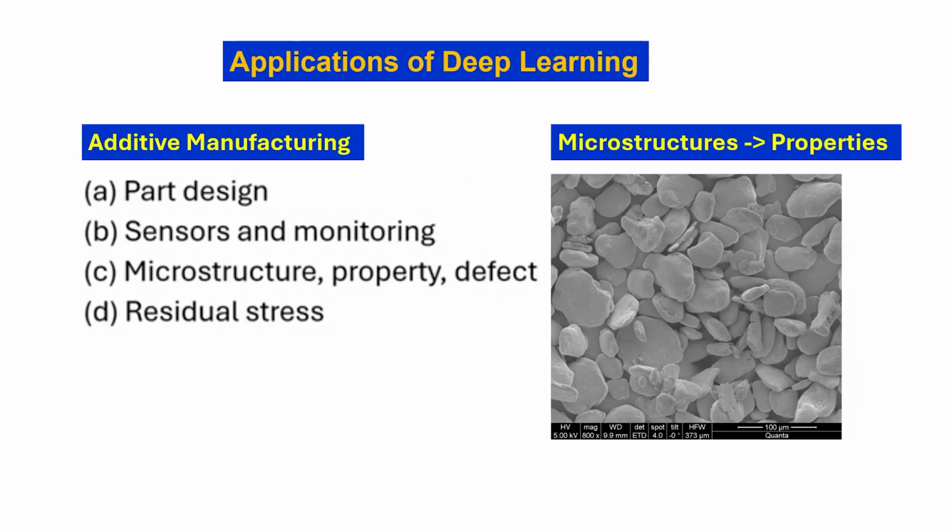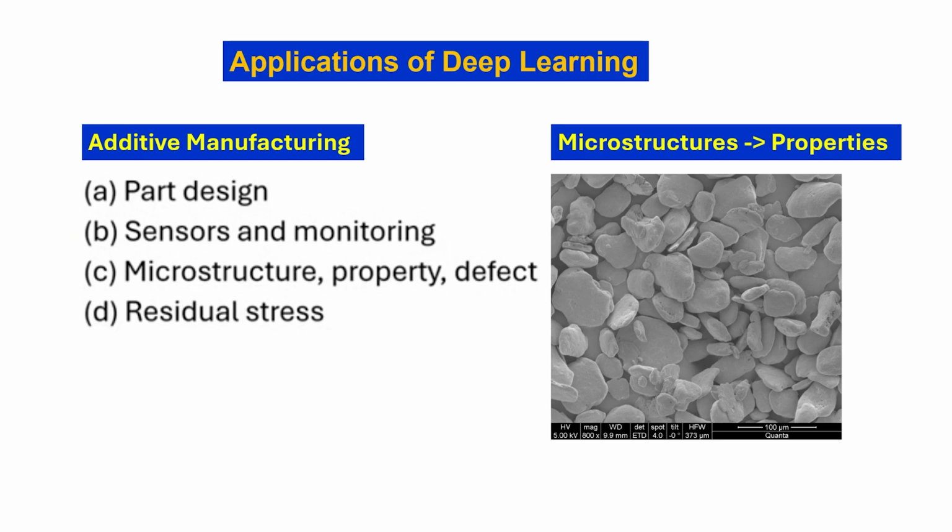So, an example to give you, all of you probably know about additive manufacturing, right. It is a very important technique now. We are making many objects out of additive manufacturing. You can use DL to design parts, sensors, monitoring, microstructure properties, defects like pores, which are very common in additive manufacturing, and also residual stress, because when you build an additive manufacturing part, it develops residual stress. You may soon have additive manufacturing shoes, which will be in the market.